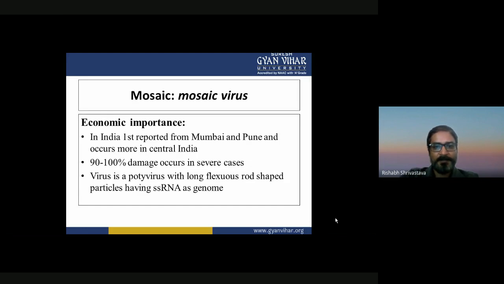Mosaic virus. Economic importance: in India, first reported from Mumbai and Pune and occurs more in central India. 90 to 100% damage occurs in severe cases. The virus has long flexuous rod-shaped particles having single-stranded RNA as genome.